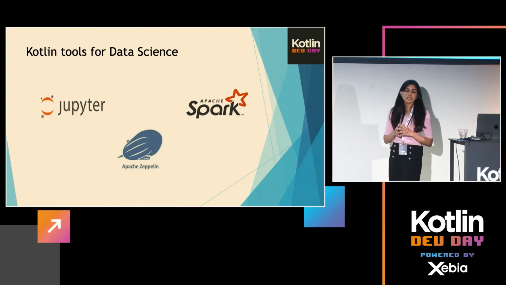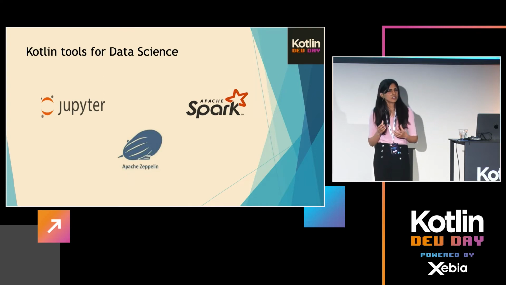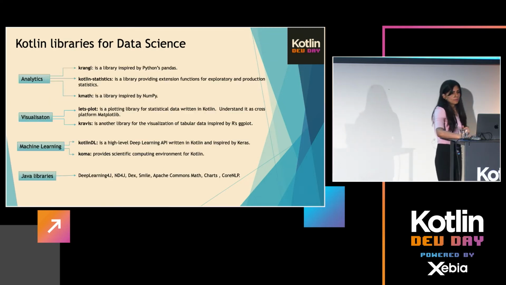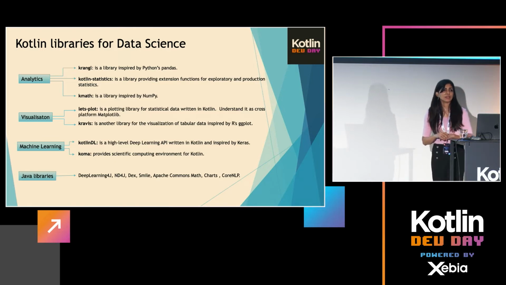We also have a web-based solution called Apache Zeppelin. This has more customizations on top and also its own built-in plotting engine. And now Kotlin is also available for Apache Spark. And for today's demo, we are going to use the Kotlin kernel for Jupyter Notebook. Before we go to the demo, let's talk about some of the libraries that are quite useful in the data science world.